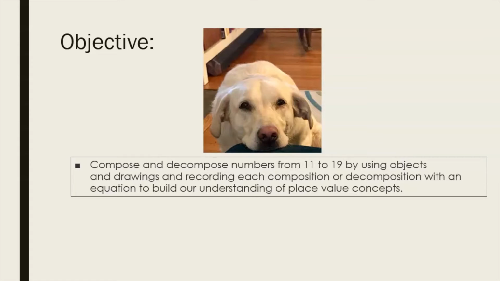We've seen some of these words before in our previous lessons, but let's review. Compose means to put together. Decompose means to take apart. And we're going to be working with numbers 11 through 19. So we're going to be composing and decomposing numbers 11 to 19 using objects, drawings, and then we're going to write an equation to record our parts and our whole. So let's get started.